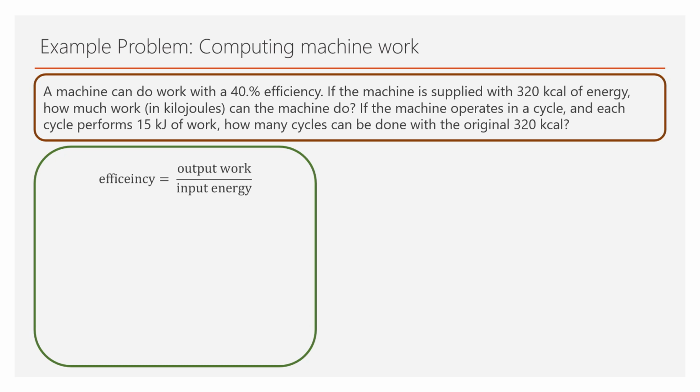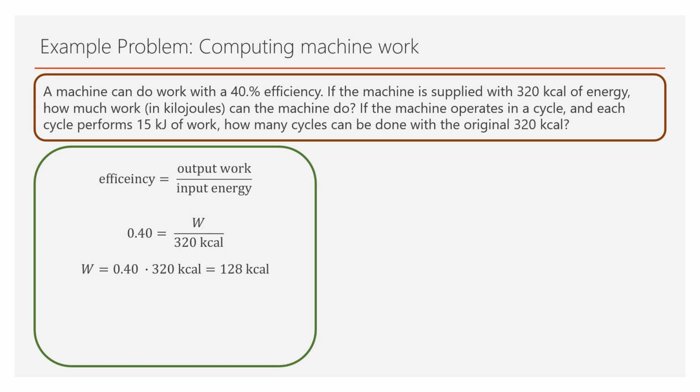We'll start with the definition of efficiency. Efficiency is the output divided by the input. In this machine, the output is work and it is supplied with an input of energy. Efficiency is 40%, which is 0.40, and the input energy is 320 kilocalories. So we can come up with this expression. All we need to do now is solve for the work. The work, W, is equal to 128 kilocalories.